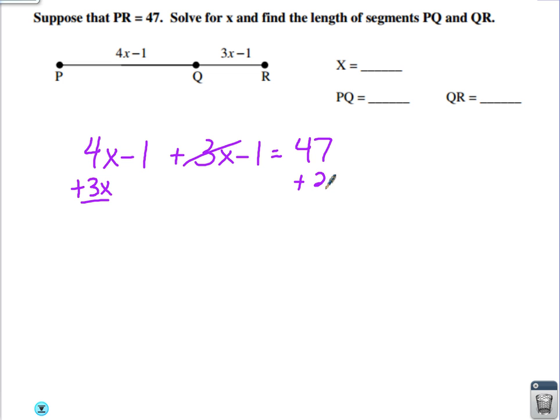Can I just put plus 2? How about you? Because you're going to do plus 1 and plus 1, the same thing as plus 2. So it gives me 7x equals 49. So x must be 7.